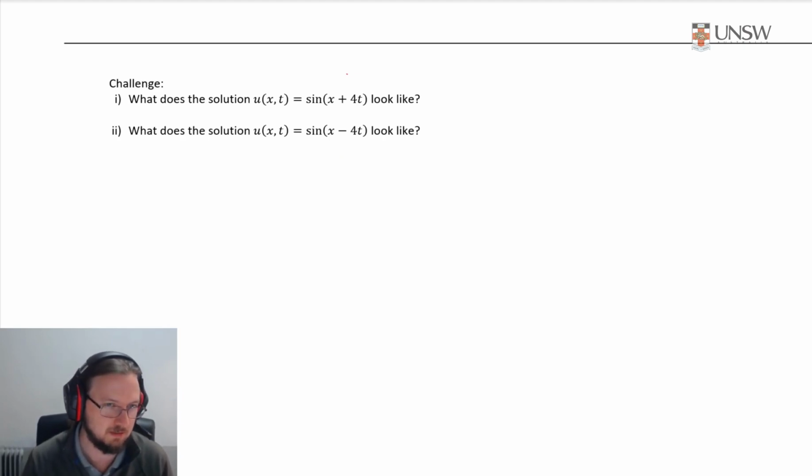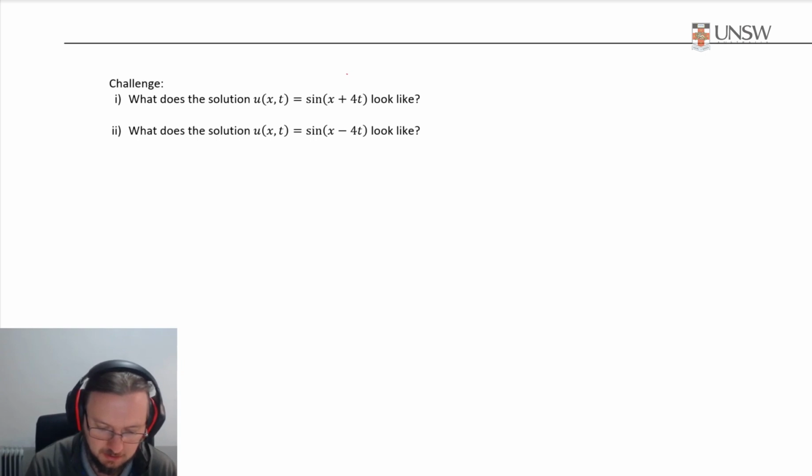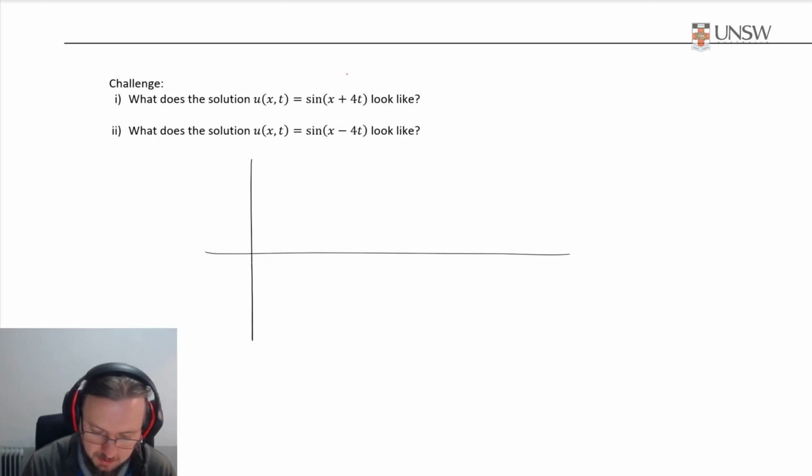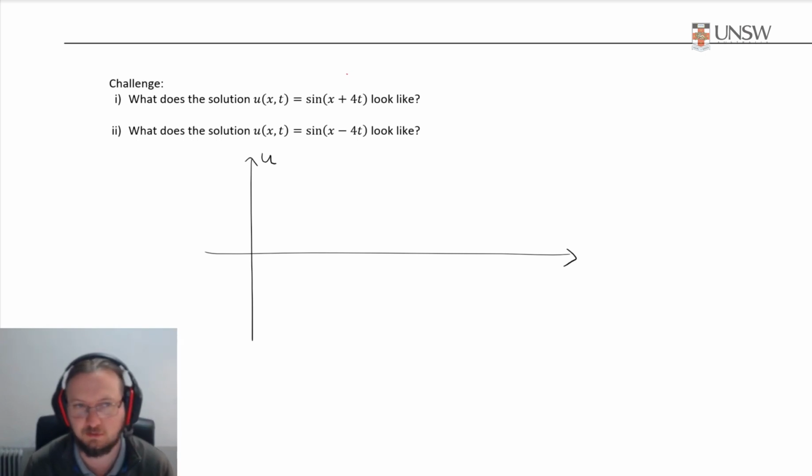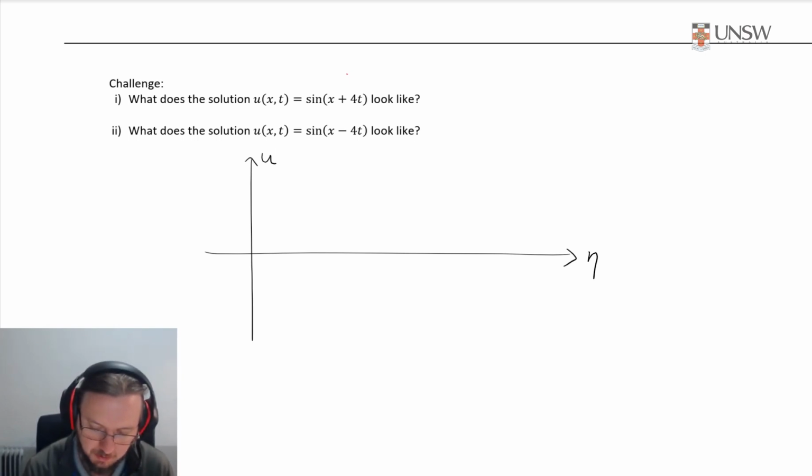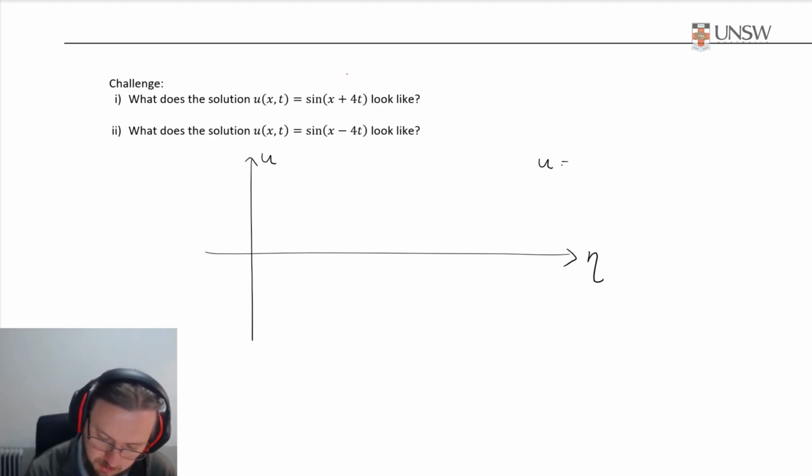Now the question's a bit vague, and I'm intentionally leaving it a bit vague so you have to think. But one way I would try and get a bit of an idea of what these look like is by trying to make a plot. Now I'm not going to try and make a plot of u versus x or u versus t. I'm actually going to make a plot of u versus that eta variable, because we're really just trying to plot u is equal to the sine of eta.